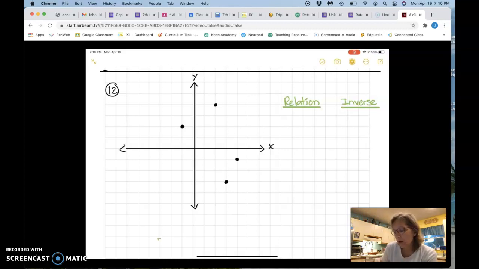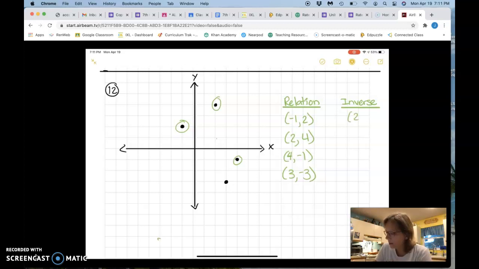So we're just going to read the graph and write the ordered pairs. I'm going to start over here. So -1, 2. And then this one would be 1, 2, 1, 2, 3, 4, 2, 4. 1, 2, 3, 4, -1. And then the last one is 3, -3. Okay, so there's my relations, just writing down the points as they are on the graph. And then the inverse, just switch the x's and y's.